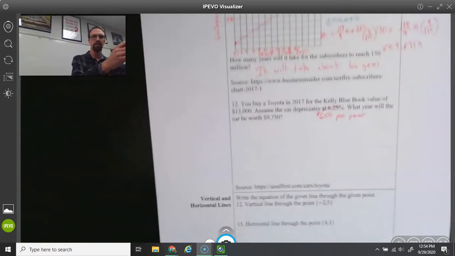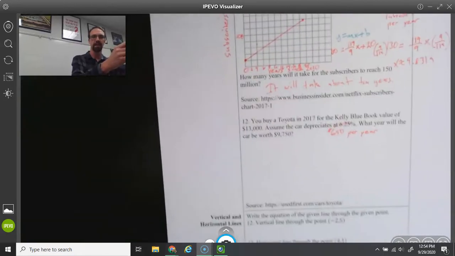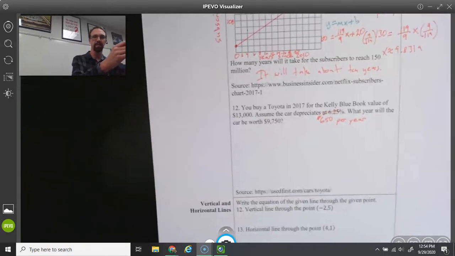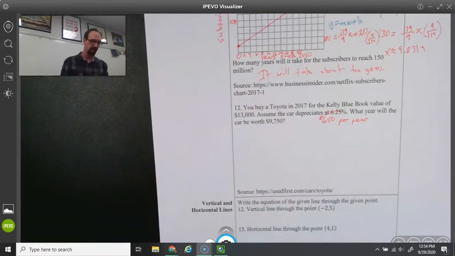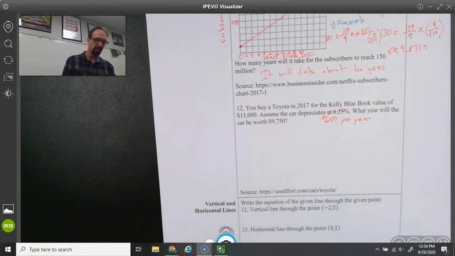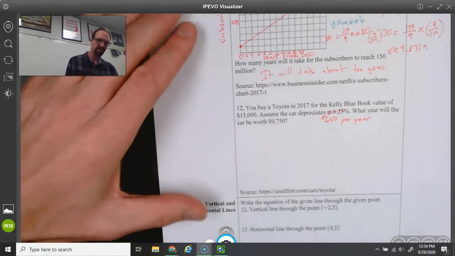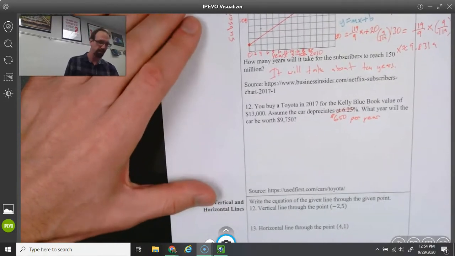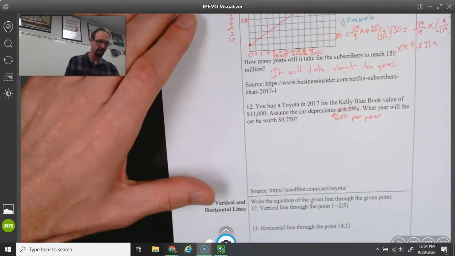In this other example, your notes may not be updated. If they're not, please change the 6.25% to $650 per year. It's a different type of problem if we do 6.25%. You buy a Toyota in 2017 for the Kelley Blue Book value of $13,000. Assume the car depreciates $650 per year. Please change that. What year will the car be worth $9,750?